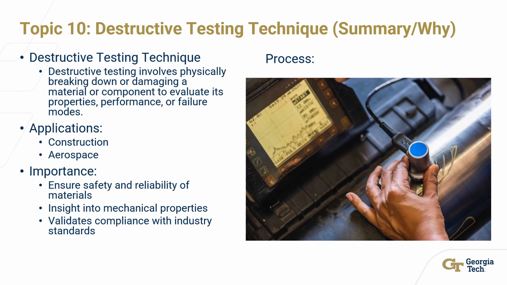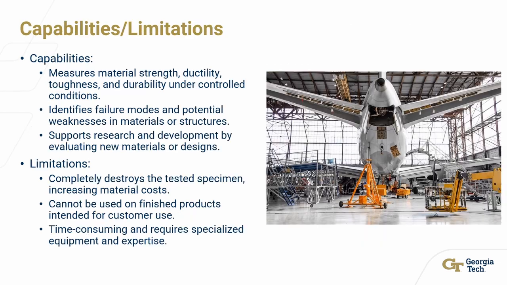Now, while destructive testing techniques might be one of the best ways to test if a material or a product is safe, it also has its capabilities and limitations. Its capabilities include measuring material performance under extreme conditions, identifying failure modes, and supporting the development of new materials. For example, tensile testing can reveal how much load a material can withstand before breaking, such as on an airplane.